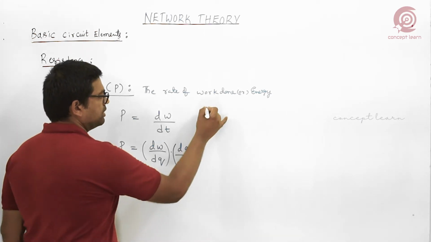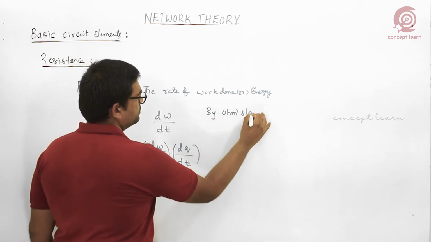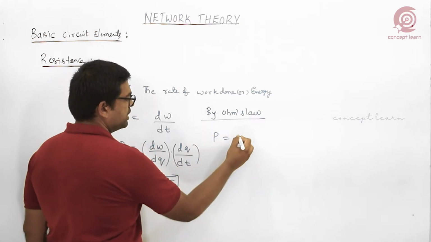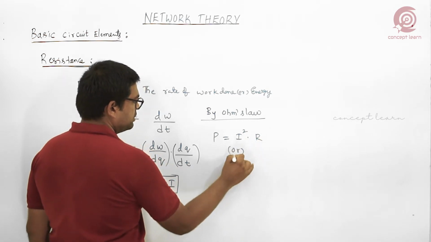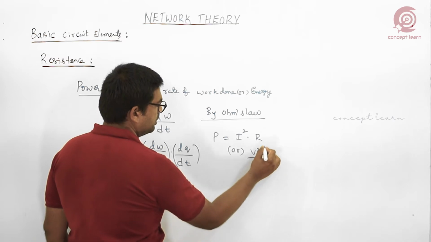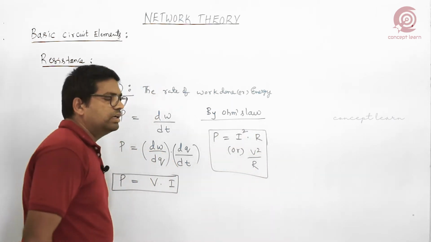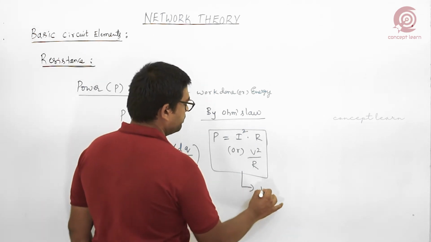When we follow Ohm's law, we can write P is equal to I square into R. When I replace the current in terms of voltage, we can write it as V square by R. Any one of these can be used for power dissipation by the resistance. What are the units for power?